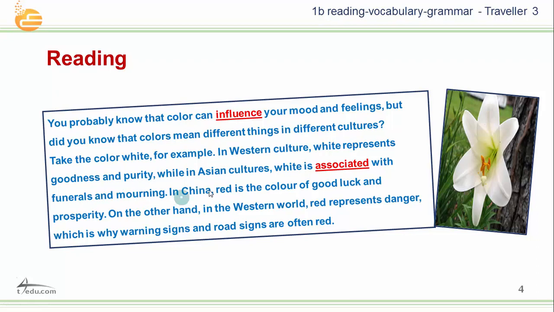In China, red is the color of good luck and prosperity. On the other hand, in the Western world, red represents danger, which is why warning signs and road signs are often red. So you see these two words in red. Also, we're going to need them.